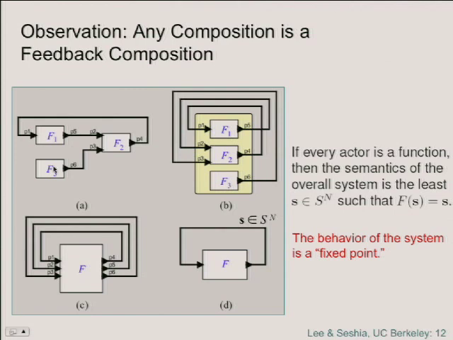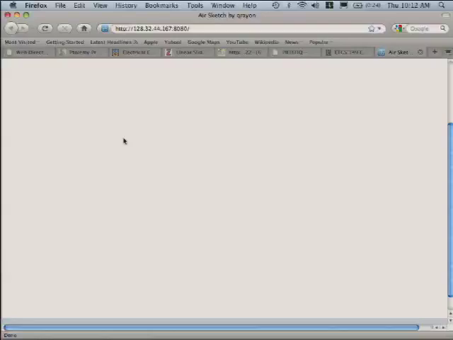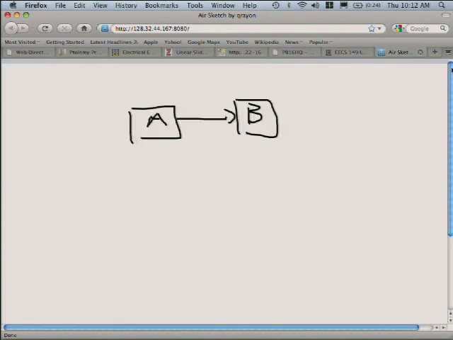Okay? So let's do another little exercise here. If I have two actors, A and B, how is that a feedback system? You can't see what I'm doing. There we go. I have two actors, A and B. How is that a feedback composition? Yeah, Raphael. Stack them. A goes in with B. A, B, draw a yellow box. Abstract the box. Feedback.